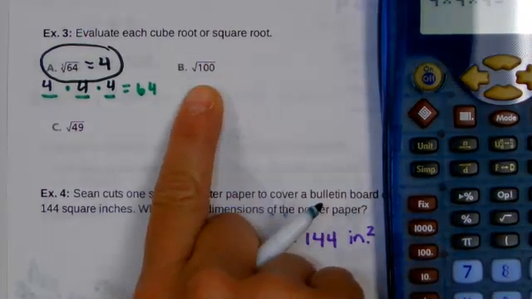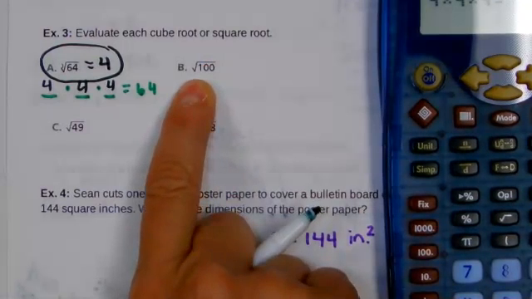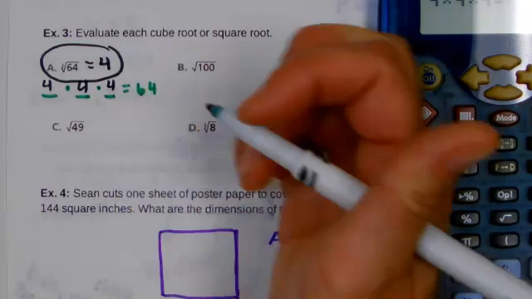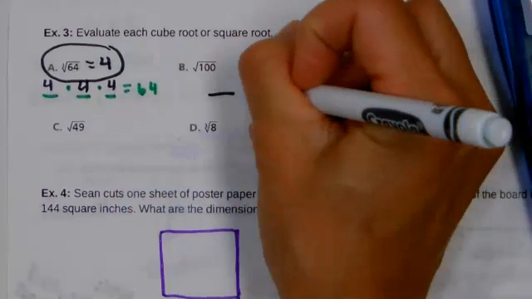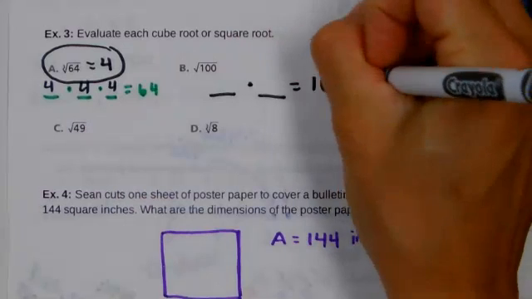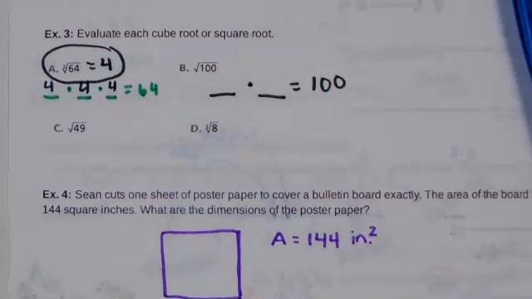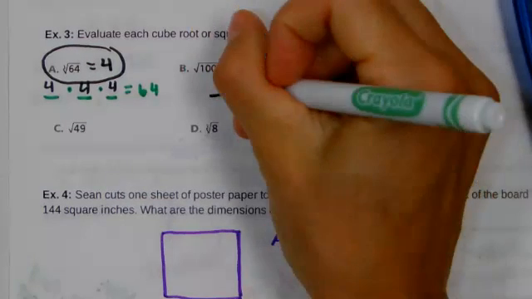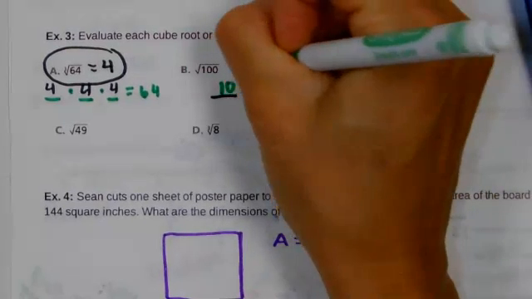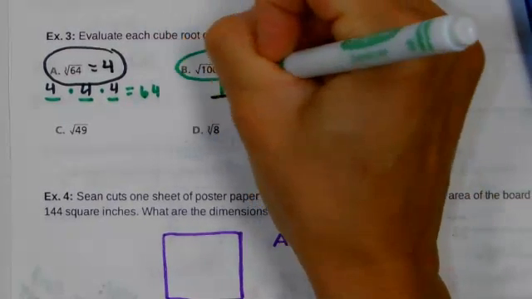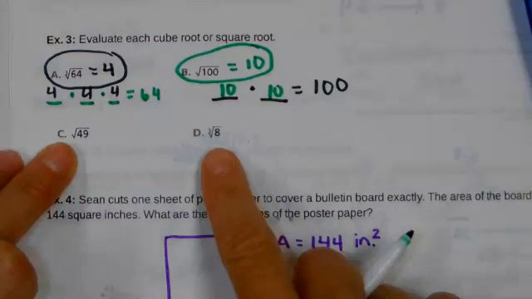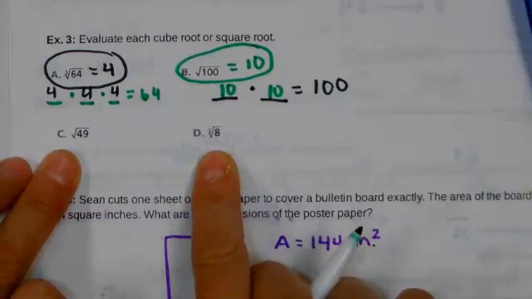Now, if we go to B, what is the square root now of 100? We know it's a square root because there's not the little 3 on the top. So this is asking us what number times itself, see, notice there's only 2, is equal to 100. And so we should be able to get that in our head. We know that 10 times 10 is 100. So the answer to this one is simply 10. And that's our answer. Okay, I'm going to leave the square root of 49 and the cube root of 8 for you to do on your own.